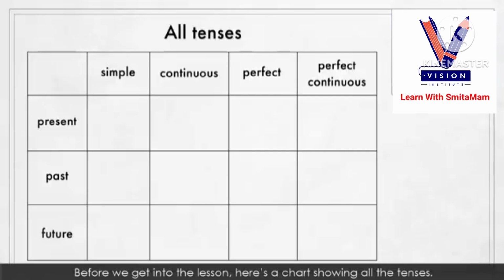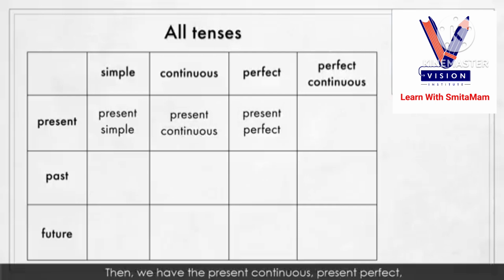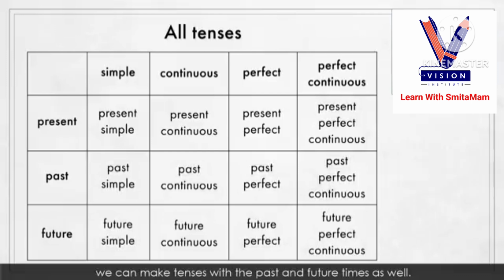Before we get into the lesson, here's a chart showing all the tenses. There are three times: present, past and future, and four aspects: simple, continuous, perfect and perfect continuous. The times and the aspects combine to make all of the 12 tenses in English. The present time and the simple aspect make the present simple tense. Then we have the present continuous, present perfect and the present perfect continuous. In the same way, we can make tenses with the past and future times as well. We are going to discuss all of these in the lesson.